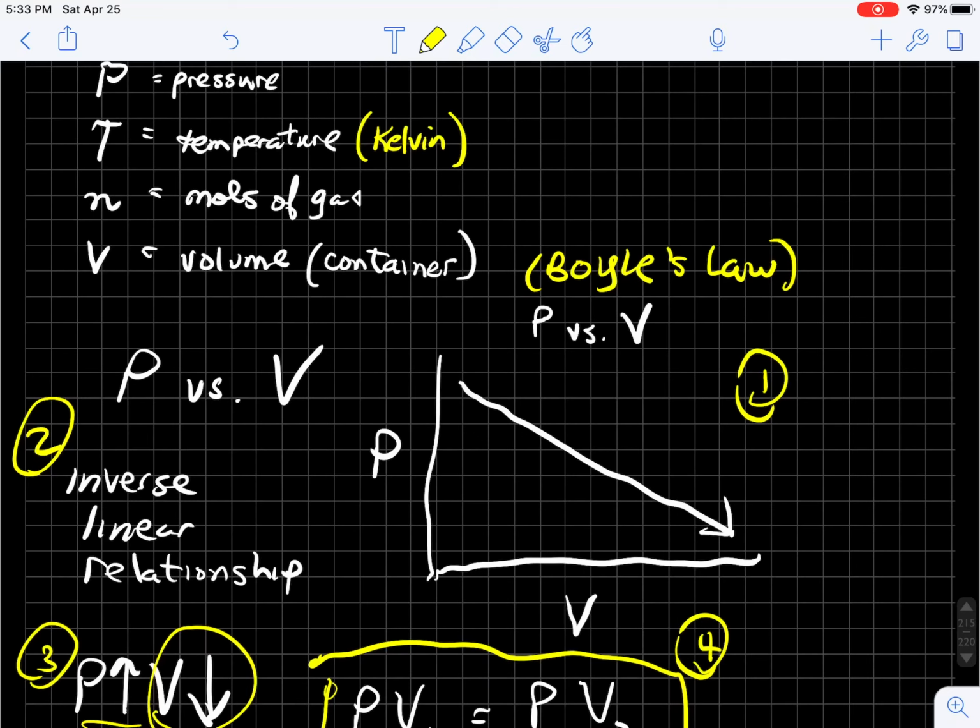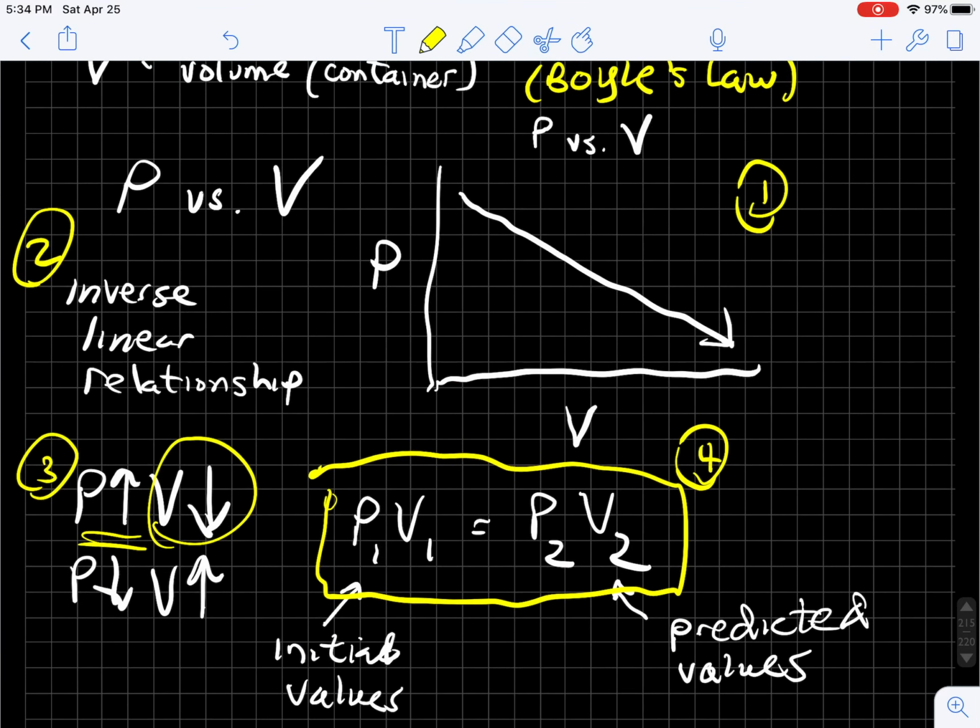Second thing they want you to know is the actual term. What does it mean? Inverse linear relationship. What that means, if you look at number 3, is that if one thing gets large, the other thing gets small. Like for instance, if we reduce the volume that I circled there in yellow, the pressure goes up. If we increase the volume, the pressure goes down.